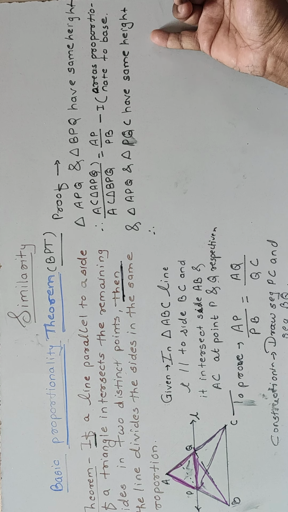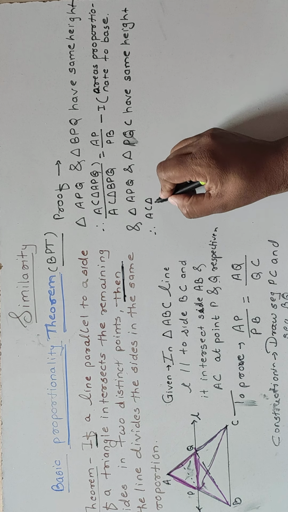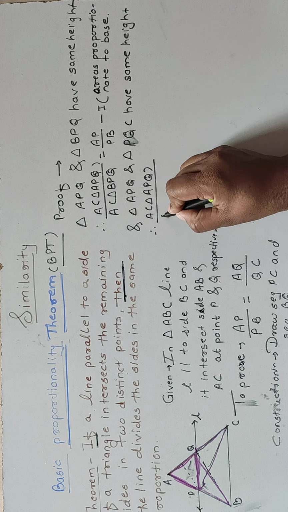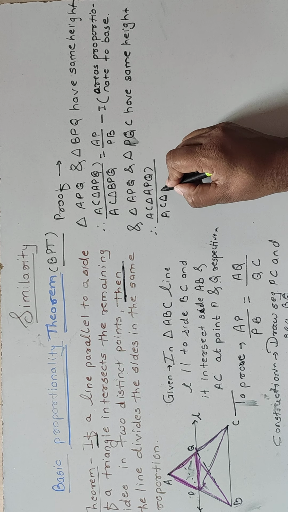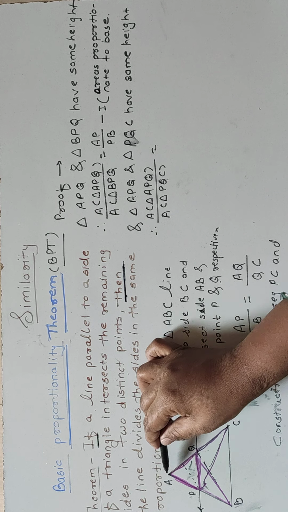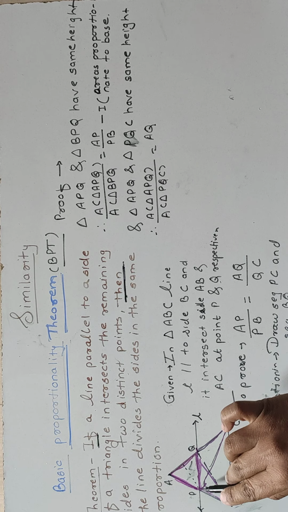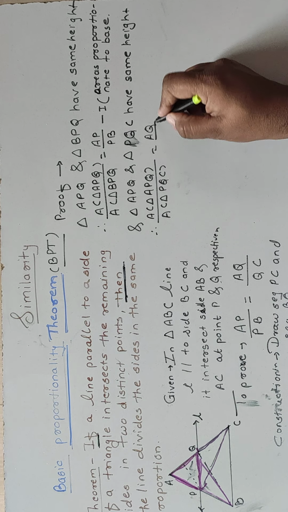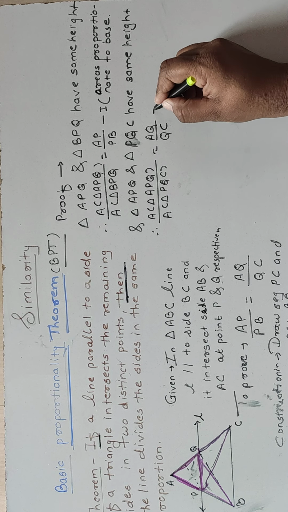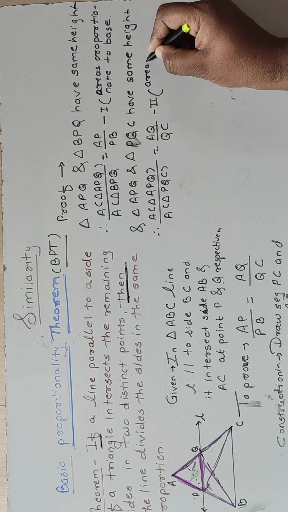Therefore, as the height is the same, the ratio of areas is proportional to their bases. Therefore, area of triangle APQ upon area of triangle PQC is equal to APQ's base, we have to take AQ now. So here what will come? AQ upon PQC's base is QC. And the reason, that is the second one, is the same reason as here: area is proportional to bases.